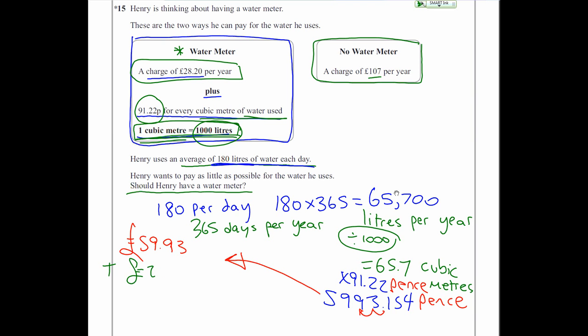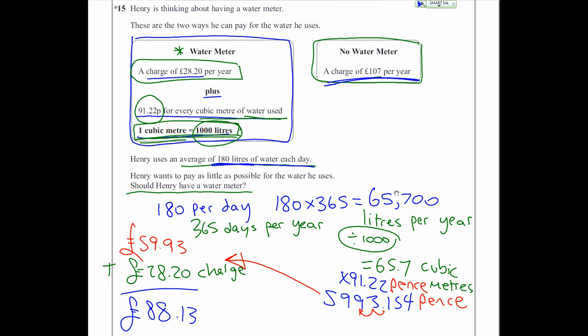So we're going to add on 28.20 for the charge. And this is going to tell us the total cost. Okay? So on my calculator, add on 28.2. Yeah, I know I could have done it in my head, but I'm being lazy, aren't I? And why not when you've got a calculator? So the charge for that with a water meter is £88.13.